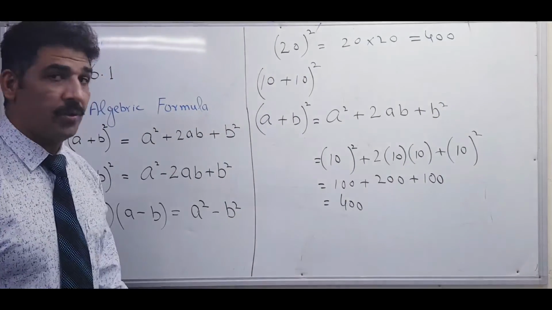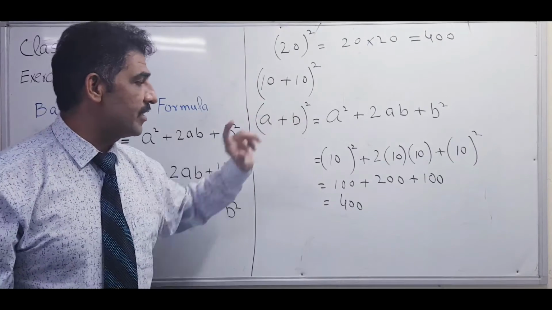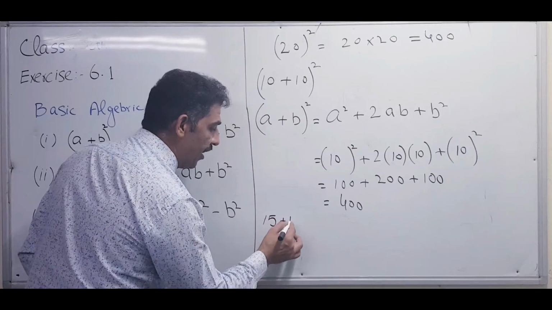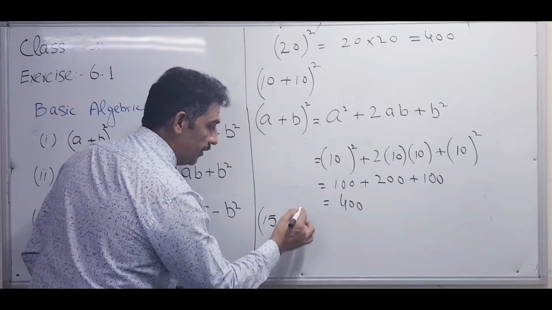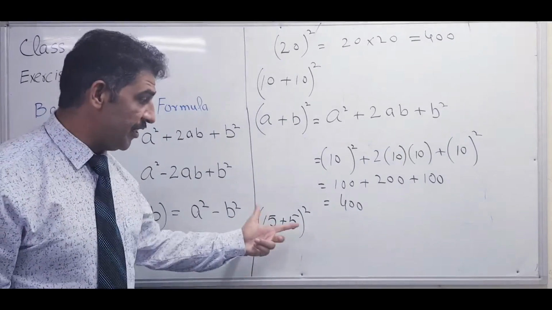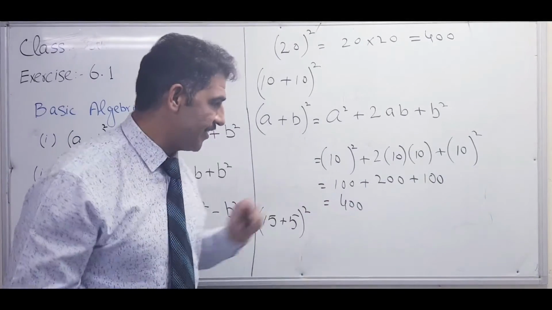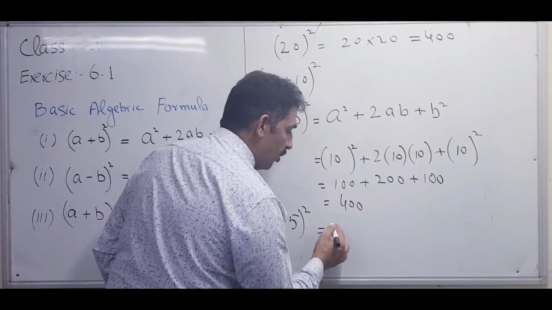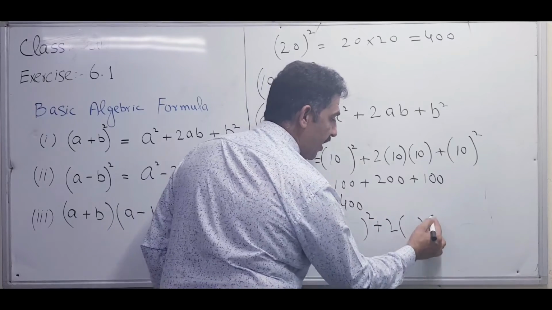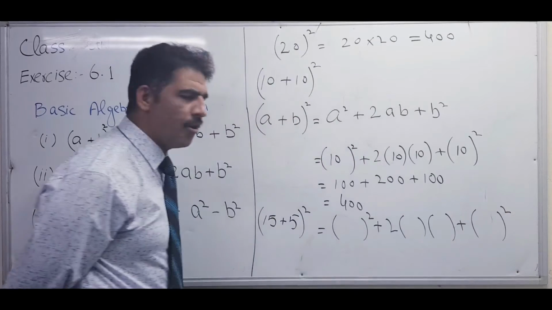As I told you before, it is not compulsory to write 10 plus 10. You can also write 15 plus 5, which is also 20. If we solve in such a way, will we get the result 400 or not? Let's check. According to the formula: square of the first element, 2 into first element into second element, plus square of the second element.